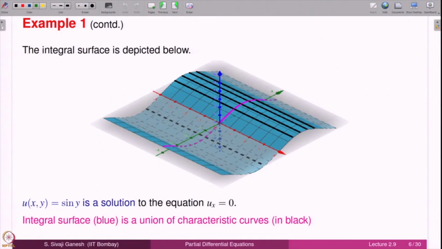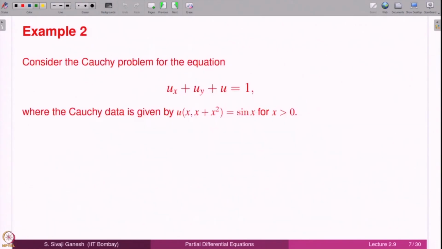This is a picture that we have already seen. The red is x axis, green is y axis, and this is z axis. And this one which is in magenta color is the initial data u0 y equal to sin y. So, 0 comma s comma sin s, as s varies in R, you get this curve, and the integral surface is the blue color one. These are the characteristic curves. Here they are straight lines. We already saw that.